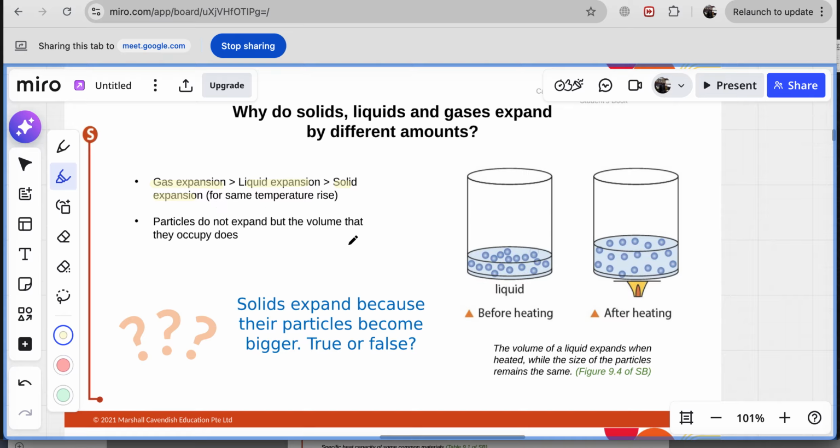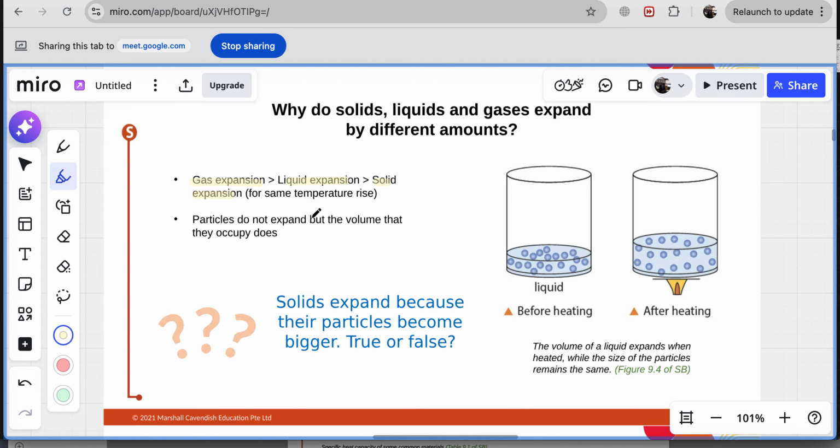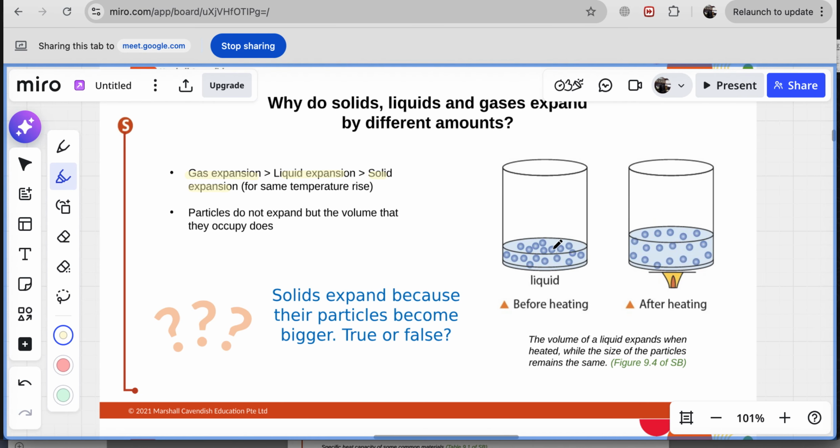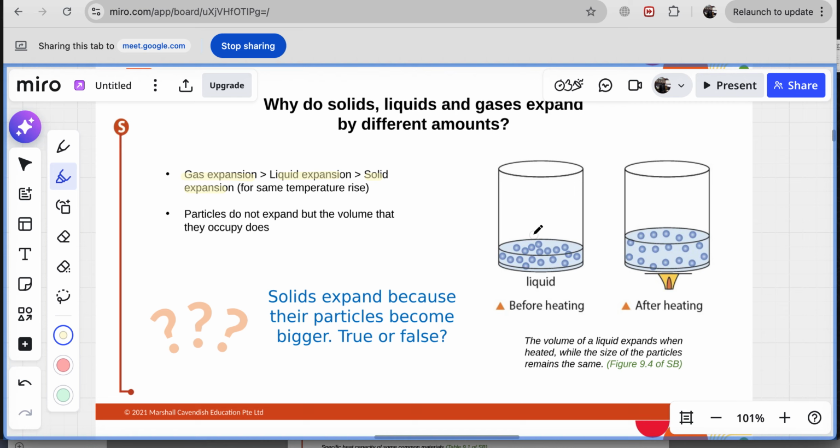Why? Because of the same amount of temperature. We are not saying you vary the temperature; that's not what we are talking about. If you give them an equal amount of temperature, that's the condition, then the expansion varies. The expansion varies if you give them an equal amount of temperature.